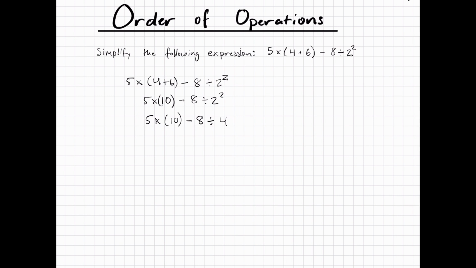PEMDAS, M, multiplication and division. Okay, multiplication and division, we go left to right. What's 5 times 10? That's 50. 50 minus, what's 8 divided by 4? 8 divided by 4 is 2. Simple as that. Now we're left with addition and subtraction. And these are on the same rank, so let's just finish up this simplification. 50 minus 2, there's only really one way to evaluate that. We get an answer of 48.